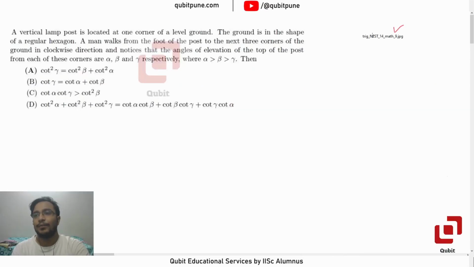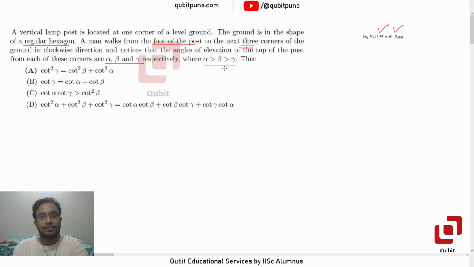Question number 9 from NEST 2014 based on trigonometry. A vertical lamp post is located at one corner of a level ground. The ground is in the shape of a regular hexagon. A man walks from the foot of the post to the next three corners of the ground in clockwise direction and notices that the angle of elevation of the top of the post from each of the corners are alpha, beta and gamma respectively, where alpha is greater than beta is greater than gamma.